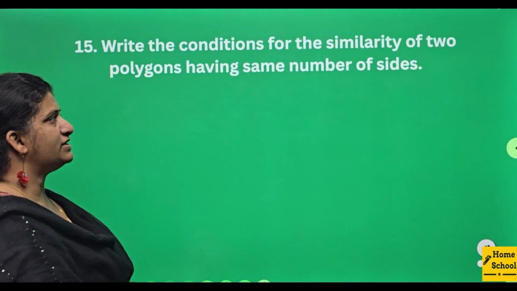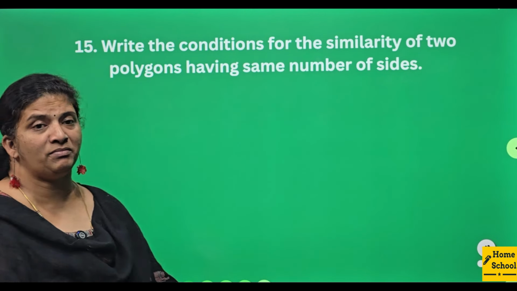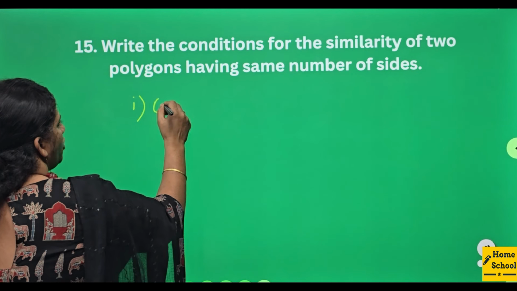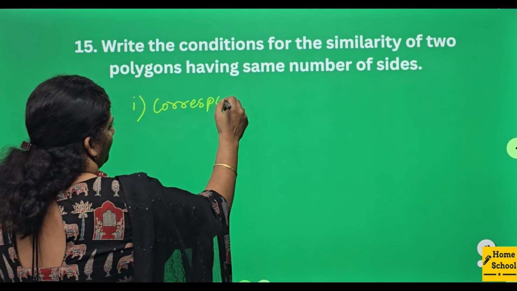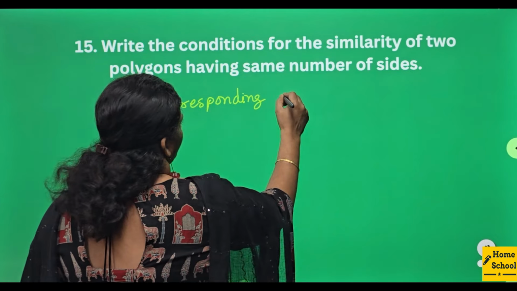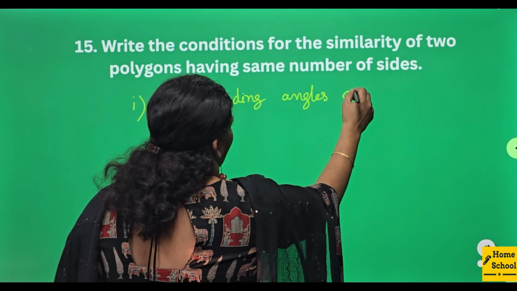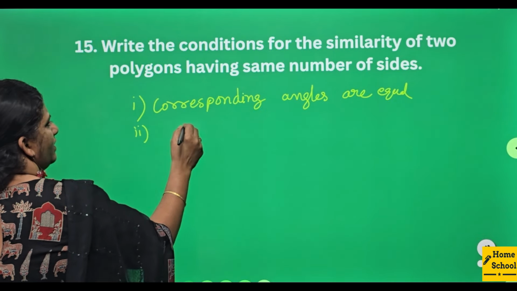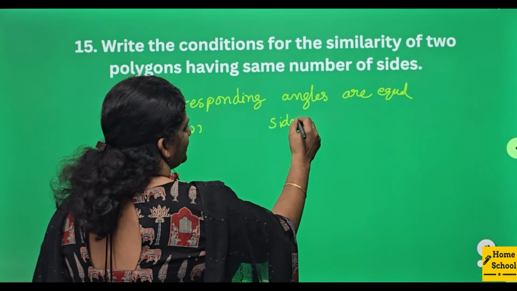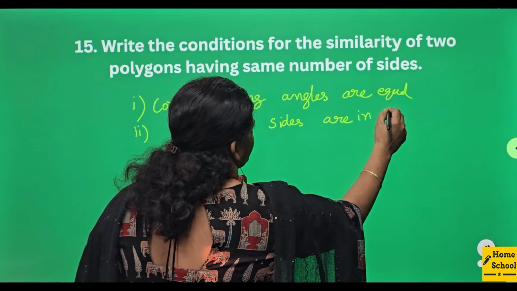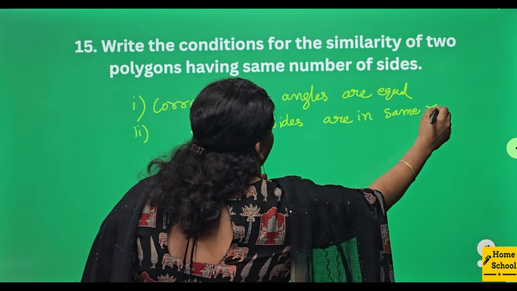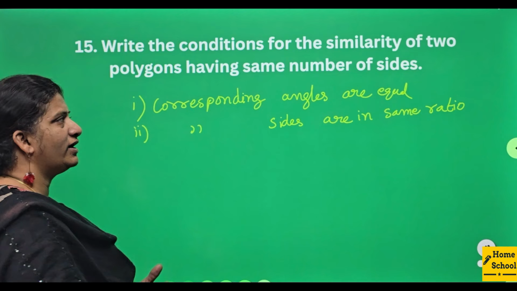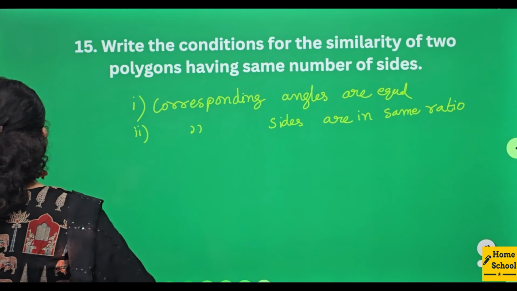15. Write the conditions for the similarity of 2 polygons having same number of sides. What are the 2 conditions? First one, corresponding angles are equal, and the second condition, corresponding sides are in the same ratio or in proportion. You can write. These are the conditions for the similarity of 2 polygons having same number of sides.